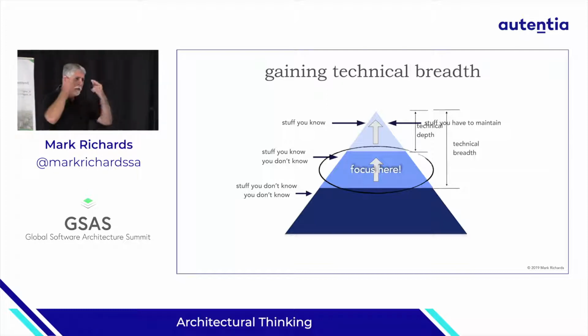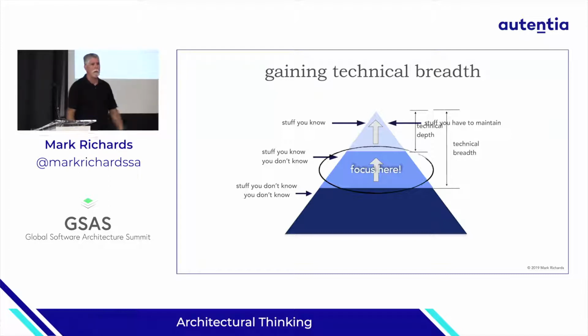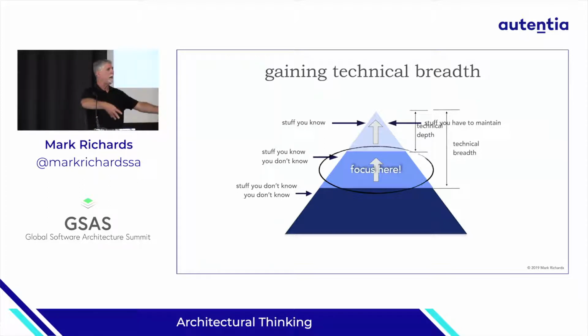One of the other aspects of thinking architecturally is maintaining that technical breadth of knowledge. And what do I mean by that? This triangle right here represents all the technical knowledge in the world, and that's what you know right up there. A small little piece. This is stuff you do on a daily basis. You can get up here on the stage and talk about it. This is stuff you know.